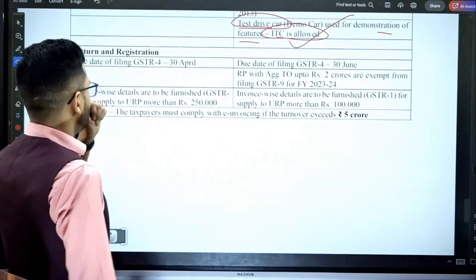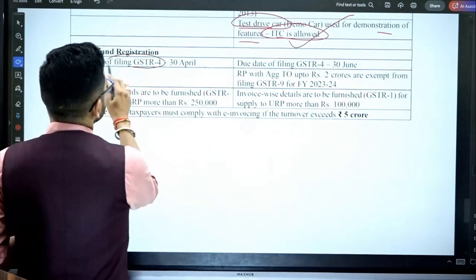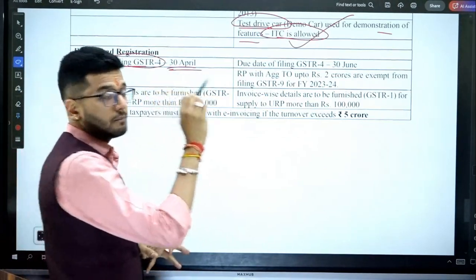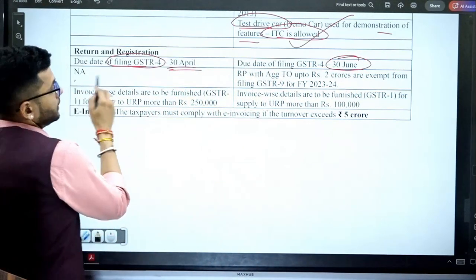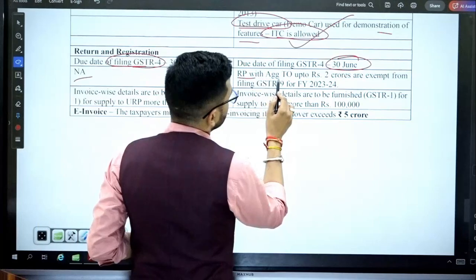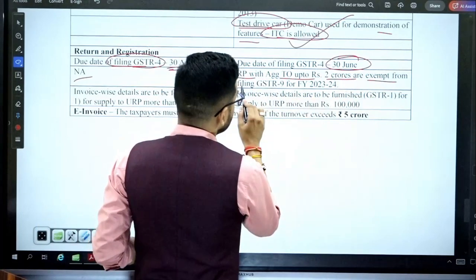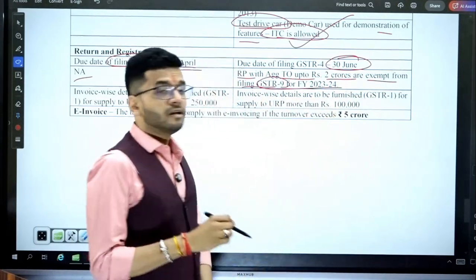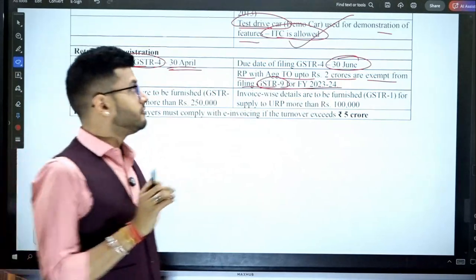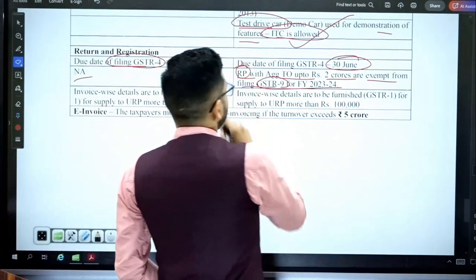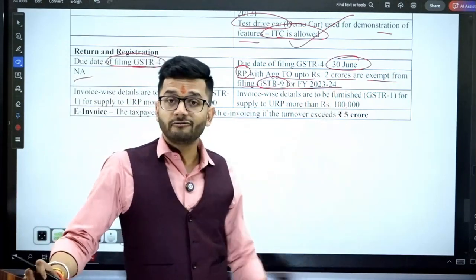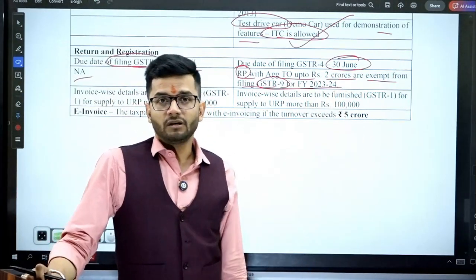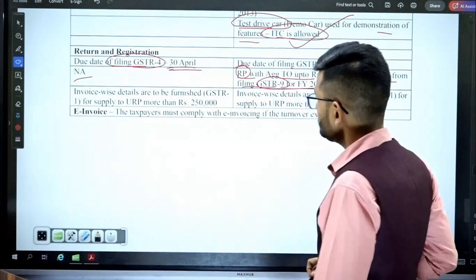Okay, a few small amendments in the timelines. Due date of filing GSTR 4, earlier it was 30th April, now it has been extended to 30th of June. Registered persons with aggregate turnover up to 2 crores are exempt from filing GSTR 9, the annual return, for financial year 23-24. So if your turnover is up to 2 crores for this financial year 23-24, you're not required to furnish GSTR 9.